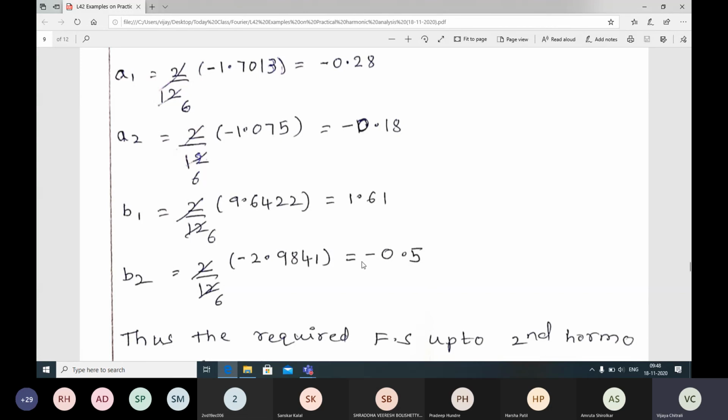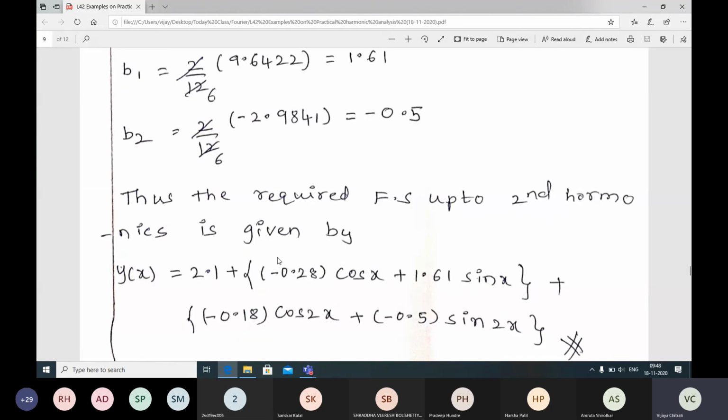Now substitute these. We have the required Fourier series up to second harmonics, because we need up to second harmonics. So y of x is equal to a0 by 2, which is 2.1, plus a1 minus 0.28 cos x, b1 1.61 sin x. This is the first harmonic, and the second harmonic is a2 minus 0.18 cos 2x plus b2 minus 0.5 sin 2x. So this is the required answer.